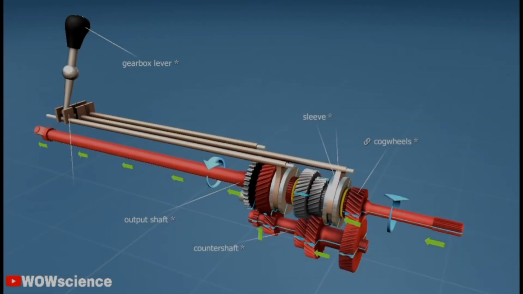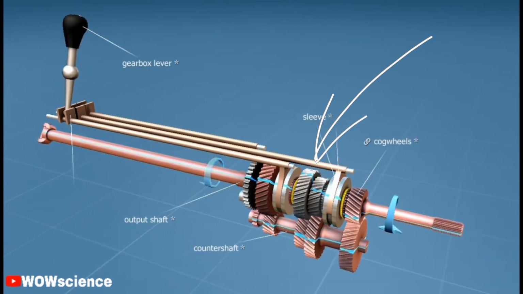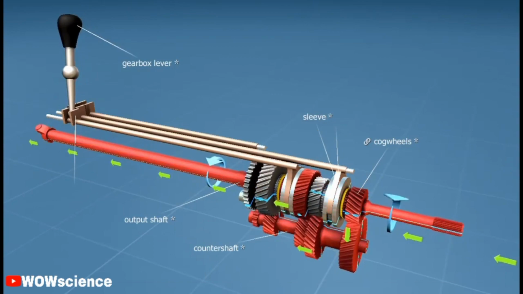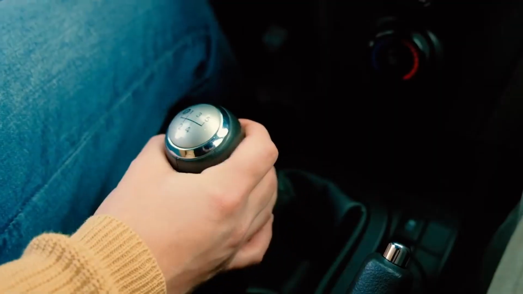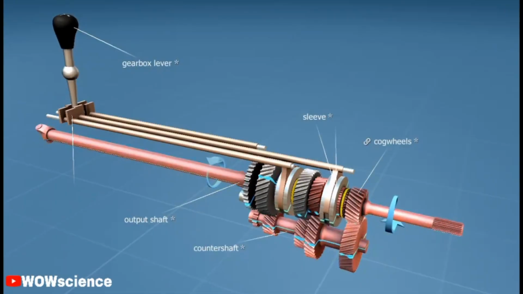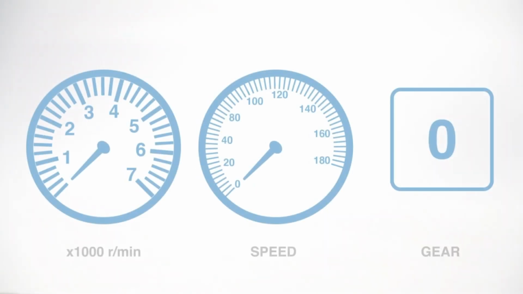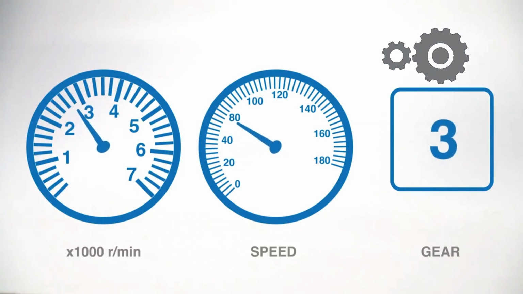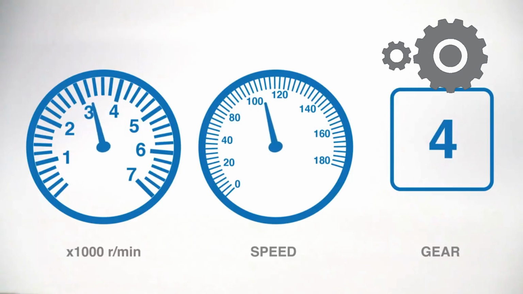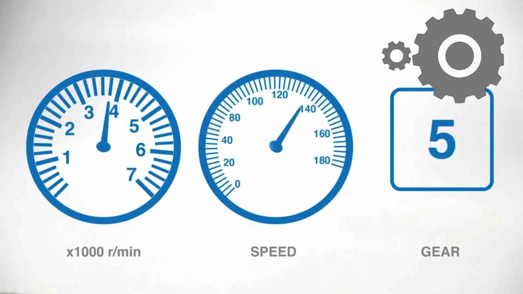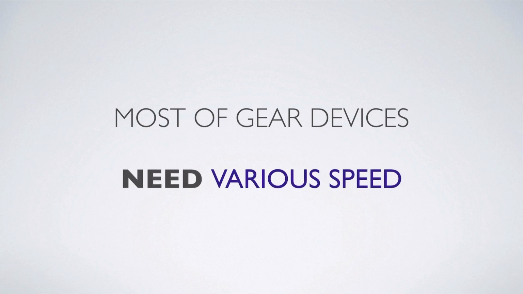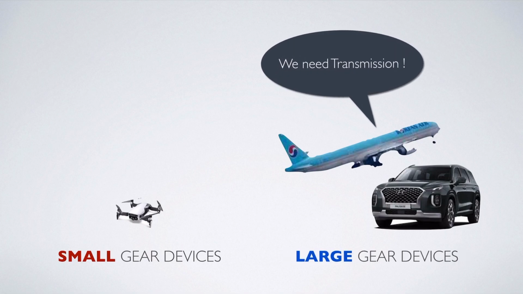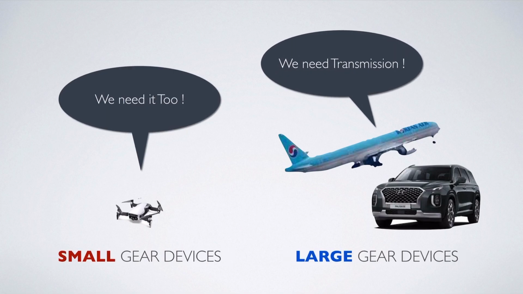When he pulls the lever, transmission system switches to the next gear set. These gear sets have different gear ratio, so the driver can run in different speed. If he pulls the lever one more time, he can use the last gear set. Yes, this is a transmission system. Transmission system makes us switch to another gear set so that we can use different speed of gear devices. As you know, most of gear devices need various speed, so most of them need transmission system. Not only large devices need them, but also small devices need them too.